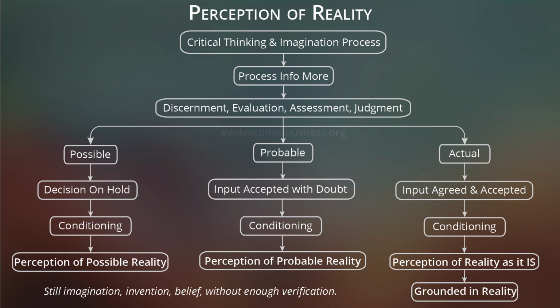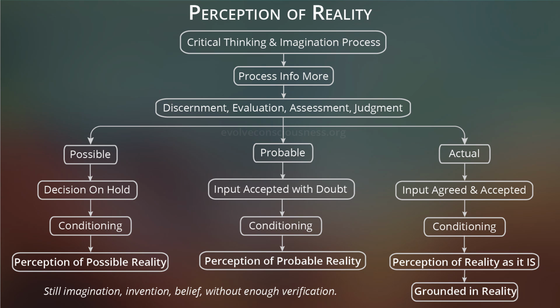So when it's possible, we have a decision on hold, and we condition ourselves with a perception of possible reality. When it's probable, we're not just going to put the decision on hold. We've determined that it's probable, so we accept the input, but we still have some doubt. And then we condition ourselves that this is a perception of probable reality. Then we have an understanding of something that is actual. Now this is an input that is agreed and accepted upon. Then we condition ourselves that this is a perception of reality as it is, and this is grounded in reality as something actually is in reality.